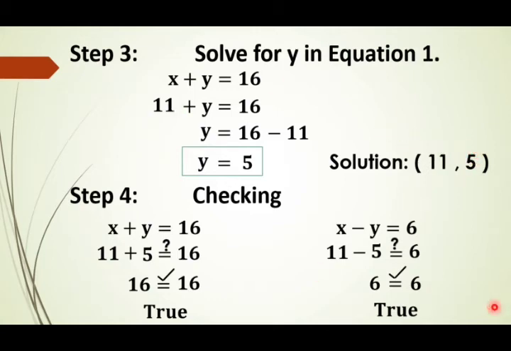Alright. Let's now proceed to the second example. Let us solve the system 2x minus 3y equals 2, 2x minus y equals 10 by elimination method. First, let us observe the numerical coefficients of x and numerical coefficients of y. Sa palagay nyo, anong variable kaya ang mas madaling i-eliminate? Is it x or y?